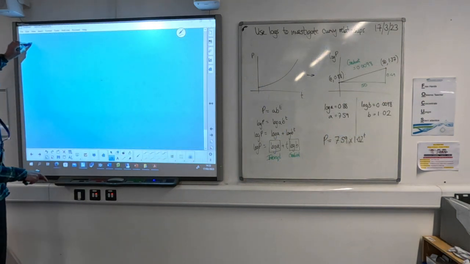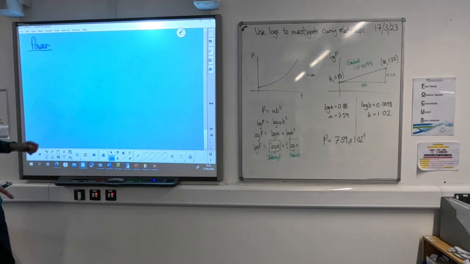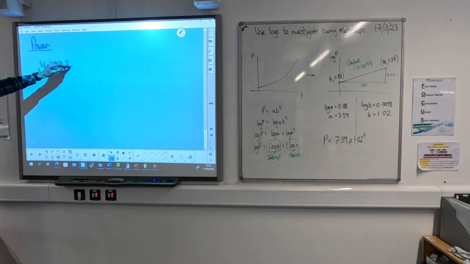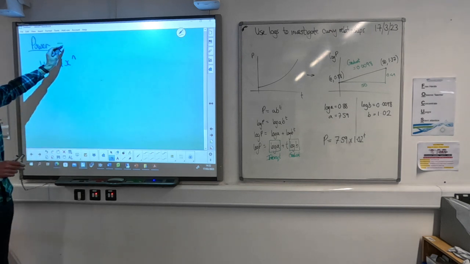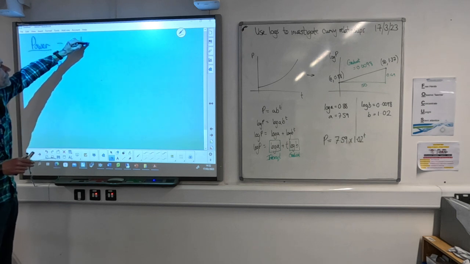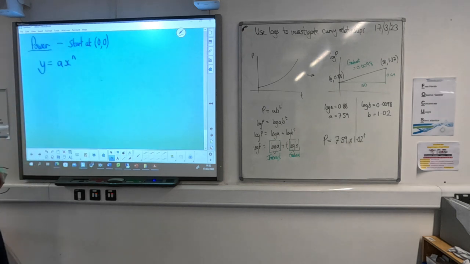So let's now talk about power relationships. Might be referred to as polynomial, ones where you think it's squared or cubed. So in this case, A isn't the initial value. A is the multiplication for the curve. With power relationships, they start at 0, 0. So my example of scale factor and area, if you multiply a shape by a scale factor of 0, its area will be 0.